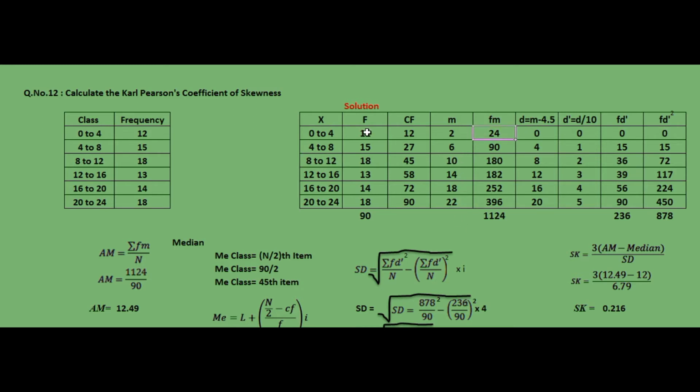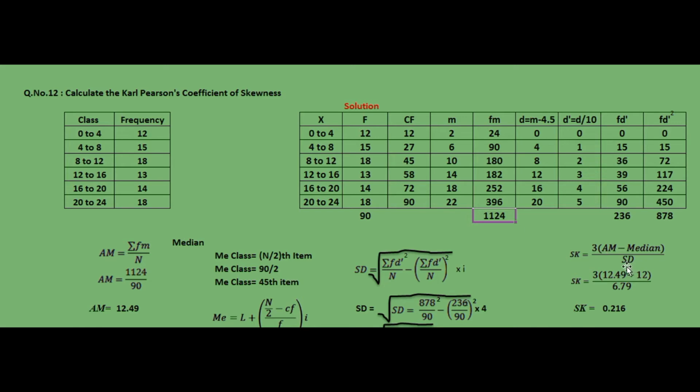Multiply f into m. F is here, m is here. 12 into 2, 24. 15 into 6, 90. 18 into 10, 180. Like that, up to 18 into 22, 396. Total is how much? 1124. Then this one is for the mean purpose. For this mean purpose we need the fm. So we got now mean and median.